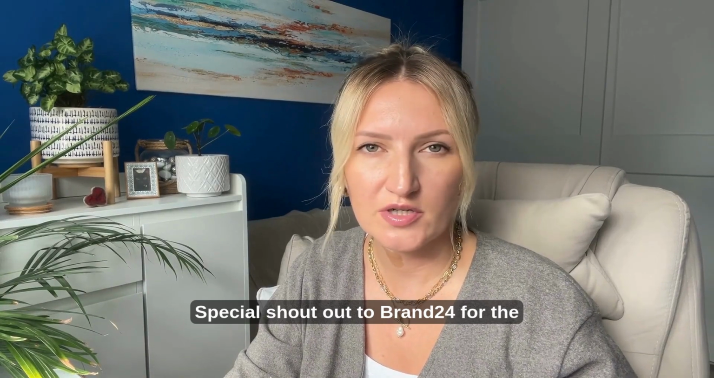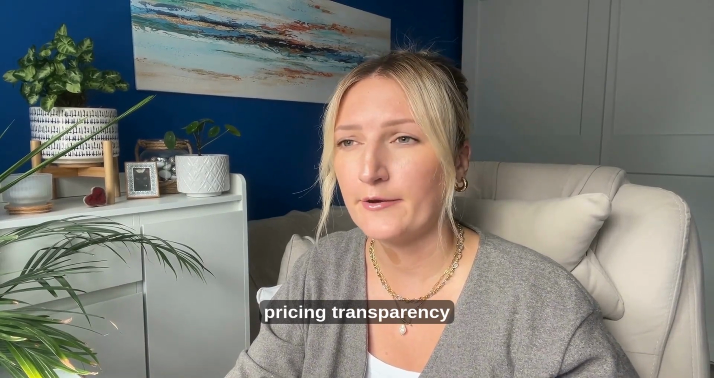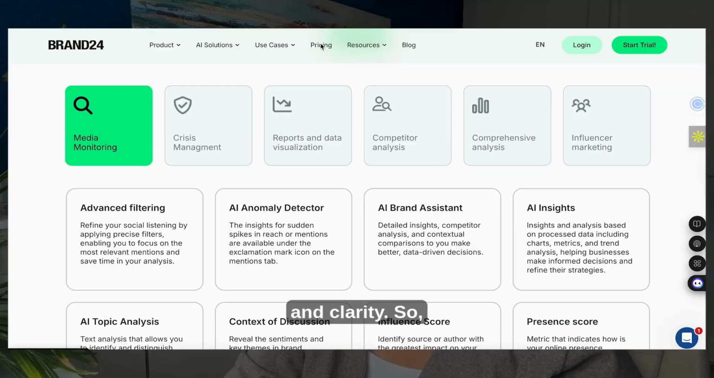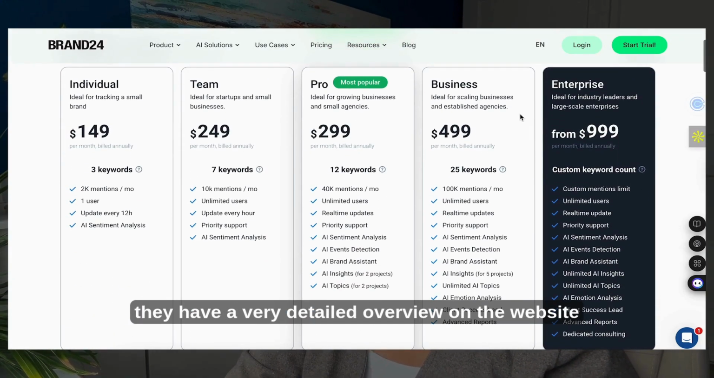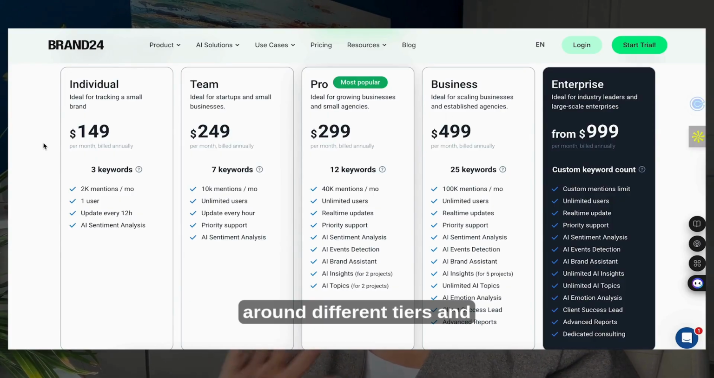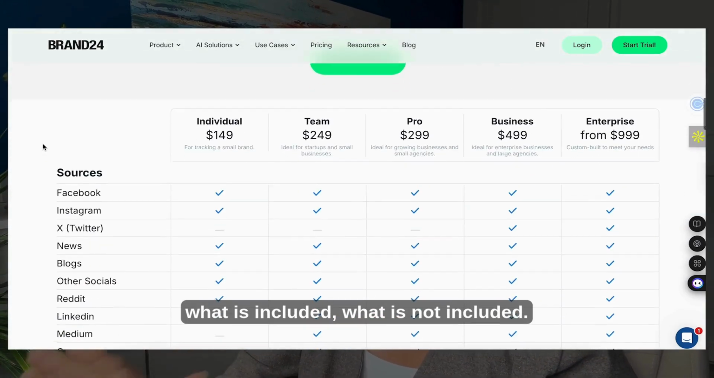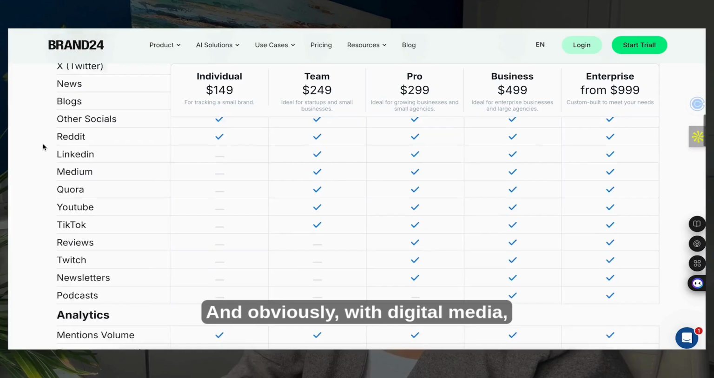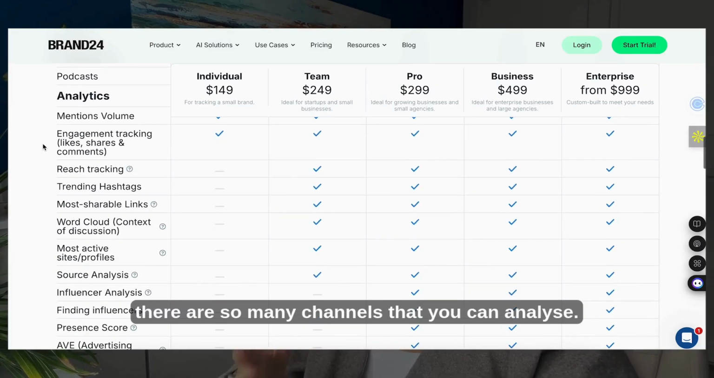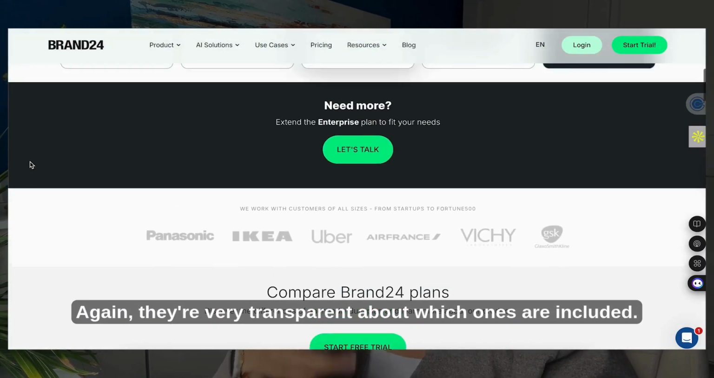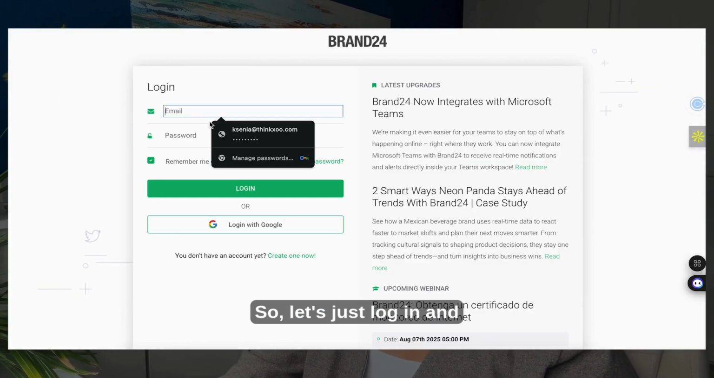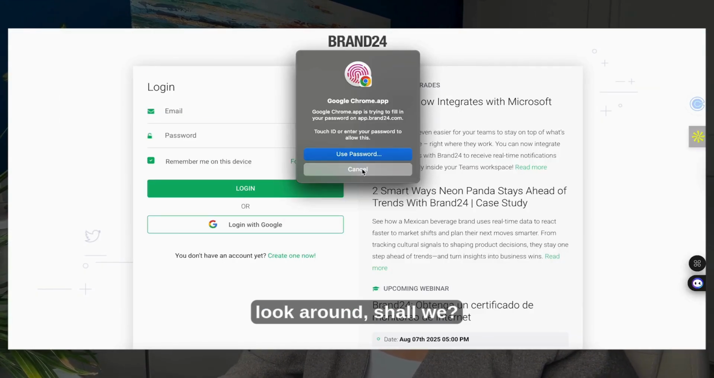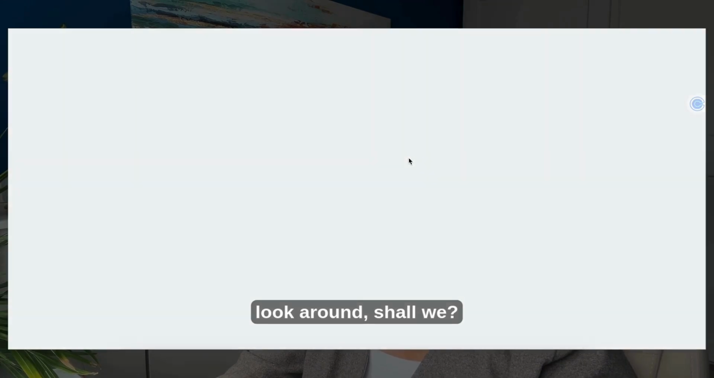Special shout out to Brand24 for the pricing transparency and clarity. They have a very detailed overview on the website around different tiers and what is included, what is not included. And obviously with digital media, there are so many channels that you can analyze. Again, they're very transparent about which ones are included. So let's just log in and look around, shall we?